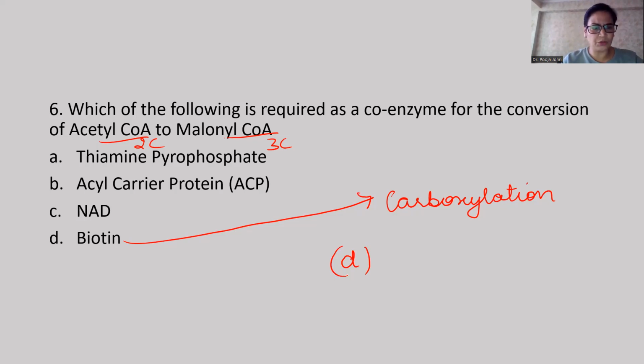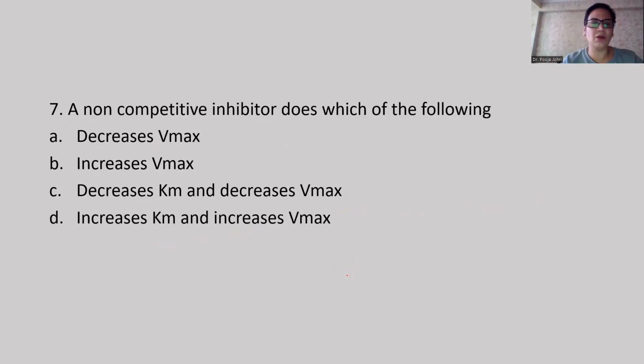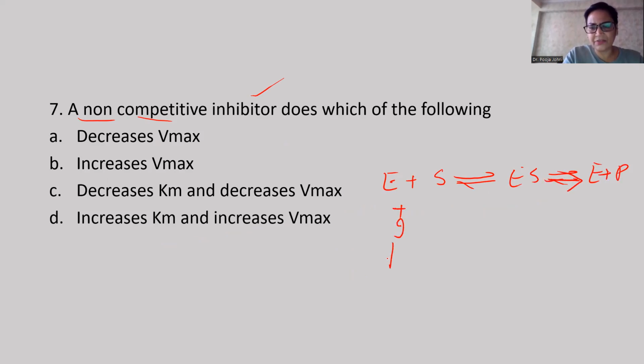Clear? Then moving on to the next question, a non-competitive inhibitor. Now see again, non-competitive, no competition, which means this inhibitor can go and bind anywhere. It's the wish of the inhibitor. Inhibitor can bind with the enzyme. Inhibitor can bind with the enzyme substrate complex. Whatever happens, wherever it binds, it always decreases Vmax. The Vmax or the velocity will be decreased. But Km will not change here. There won't be any change in the Km.